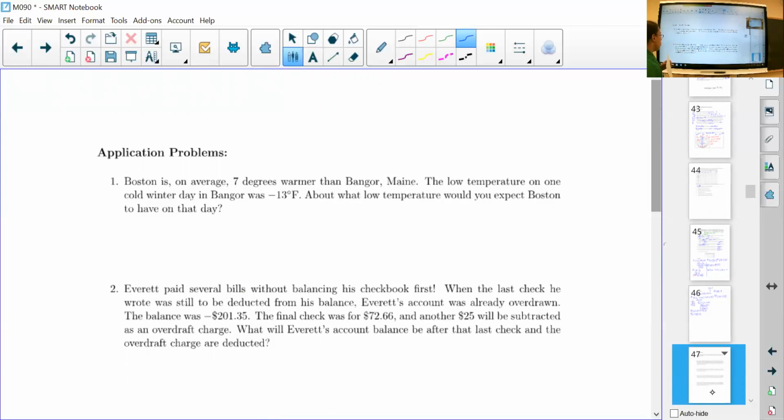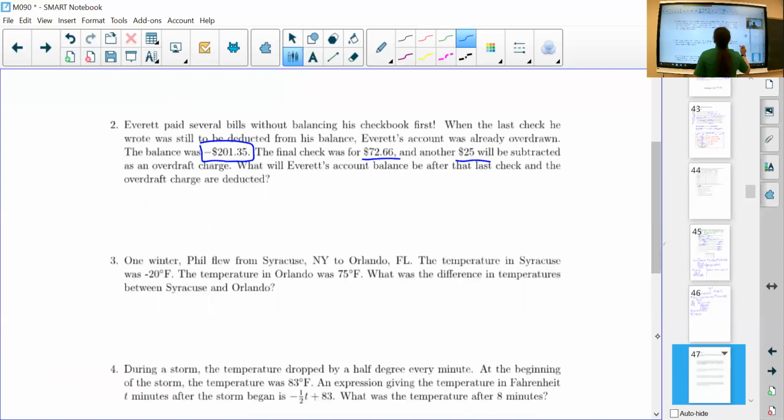Here, number 2, we have a balance. So we're starting with this. And then we're writing another check, and then we're getting an overdraft charge. So we need to know what his balance is going to look like after this is deducted and after this is deducted. So think about what that means, what deducted even means.